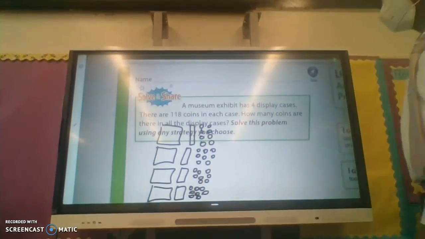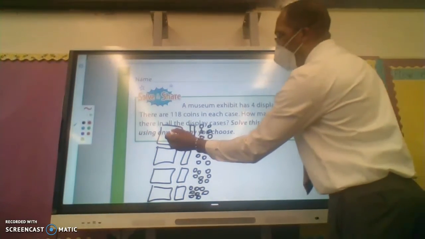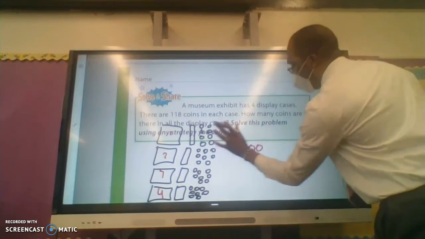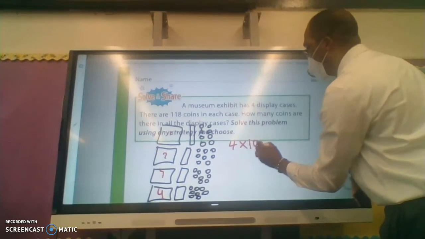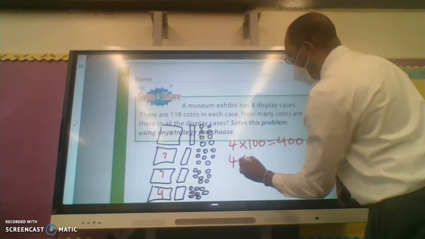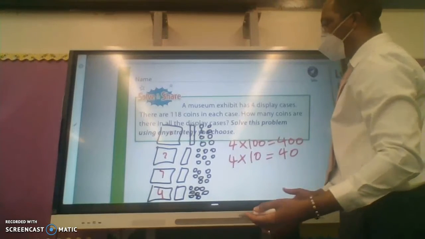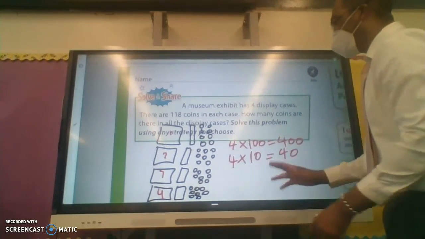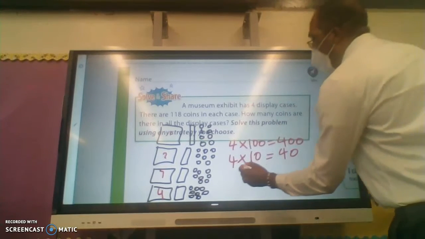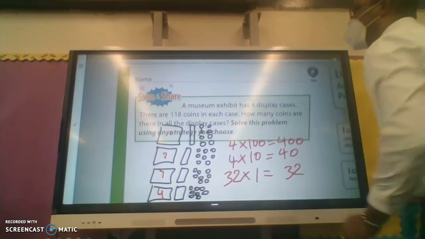Alright? That's what Jamel did, and Jamel added them all up together just like I did when I was modeling it. This is 1, 2, 3, 4. This is 400. He had 4 times 100 equals 400. He had 1, 2, 3, 4. 4 times 10 equals 40. And Jamel had a lot of little ones that he had to play with. And he counted and added all those ones together. And what did you get? 32. Jamel got 32 little ones times 1, and he got 32.